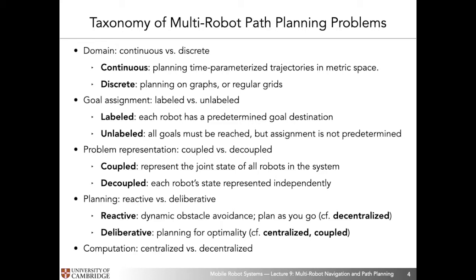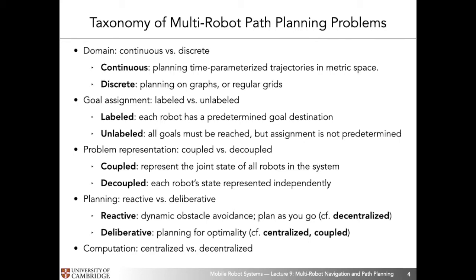Unlabeled problems also exist, where you can start off with a multi-robot system and you have certain goal locations that need to be reached, but it doesn't matter which robot reaches them as long as they are reached by someone, right? The problem representation can be either coupled or decoupled. And this is very important in terms of understanding what the complexity is of the solution that you're deploying, as well as what guarantees it's providing you.